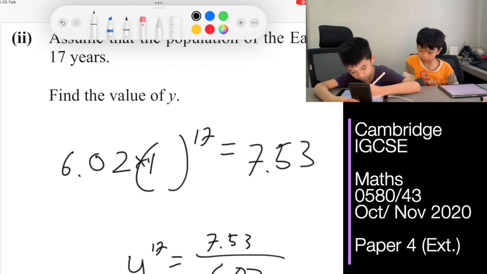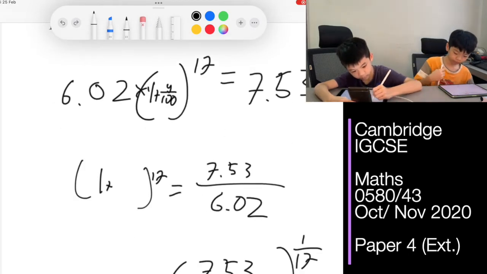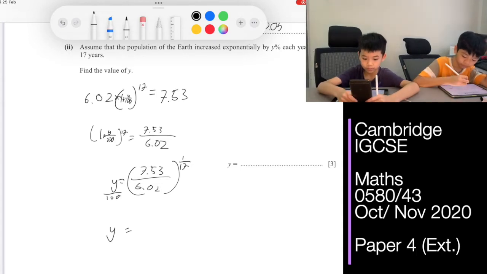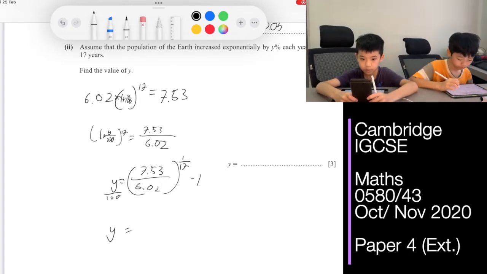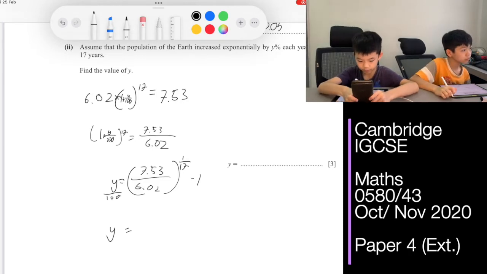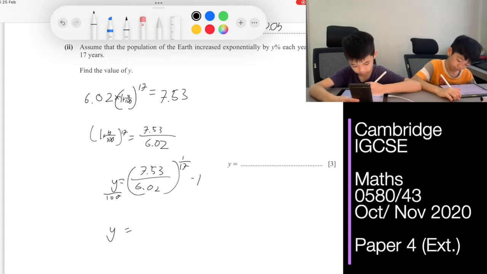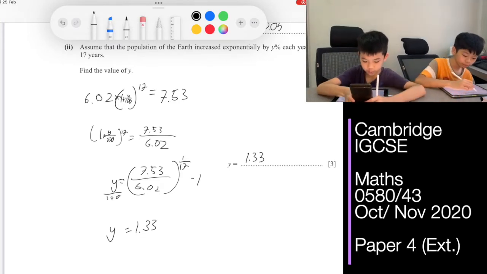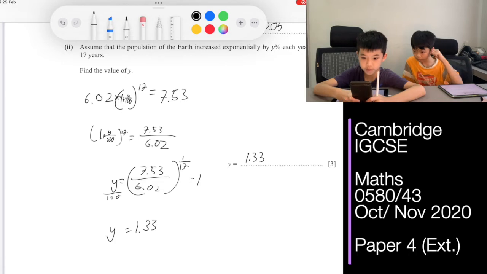1 plus y. Hold on a minute. Multiply by 100. So 7.53 over 6.02 to the power of 1/17 minus 1 times 100 is 1.33. Okay, let's check. 6.02 multiplied by 1 plus answer over 100 to the power of 17. Yes.